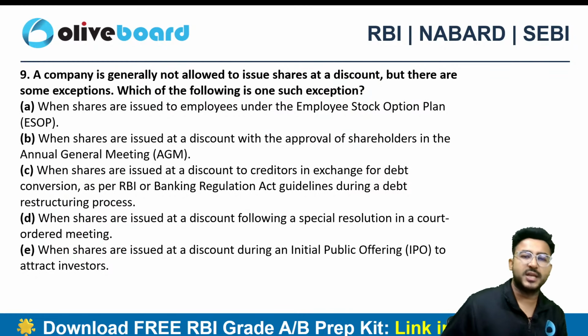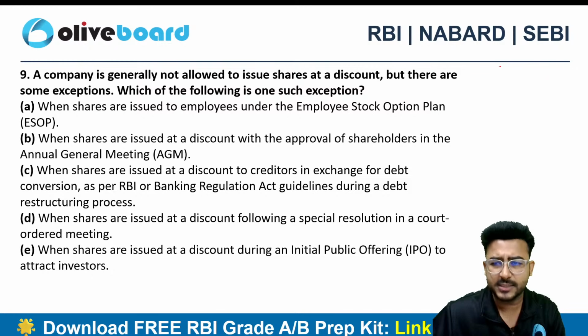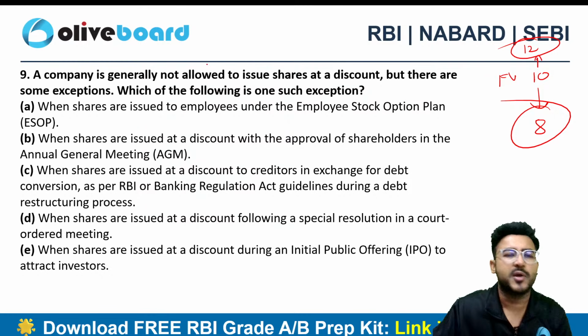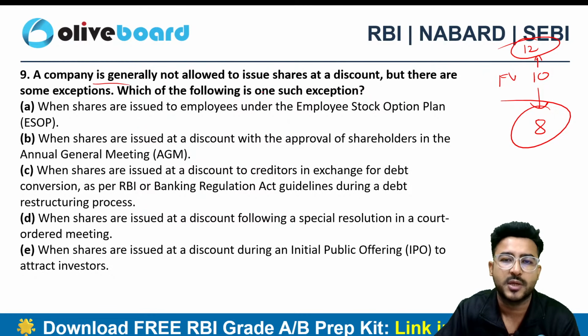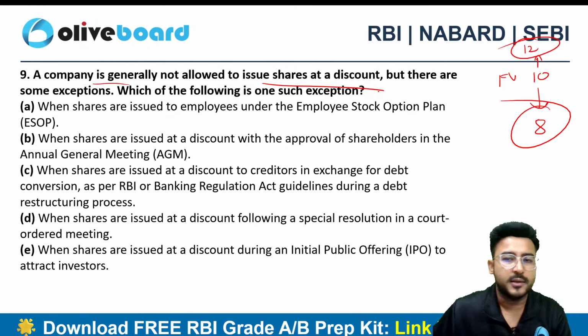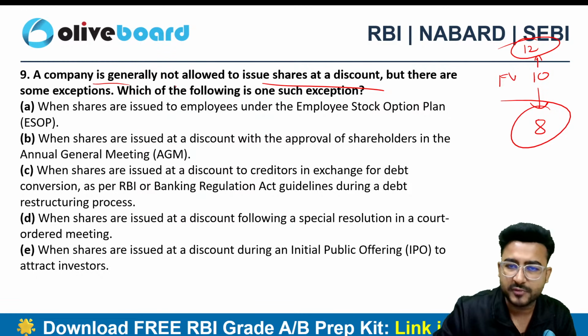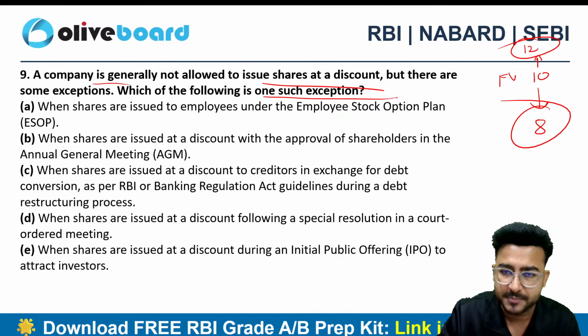A company is generally not allowed to issue shares at a discount. So let's suppose my face value is 10 rupees. I can issue it for more than 10 rupees, say for example 12 rupees, but I cannot issue it for 8 rupees. Why? Because a company is prohibited to issue the shares at a discount, right? Discount पे share issue नहीं कर सकते. But there are certain exceptions. Which of the following is one such exception here?